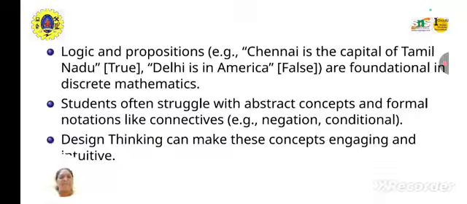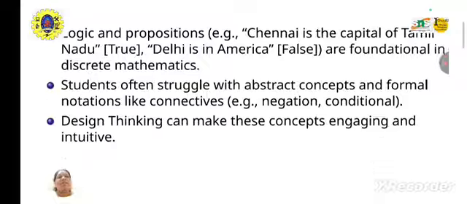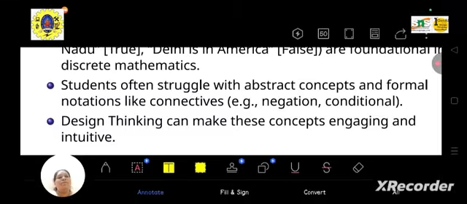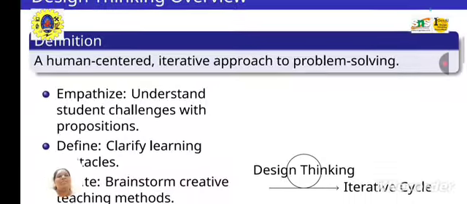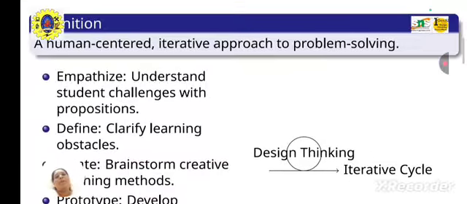Mainly students struggle with concepts and notations like connectives, where they have to use the negation symbol and where to use the and or or symbol. So in the design thinking basic concept, we are going to engage and initiate. Coming to the next point, how to empathize?